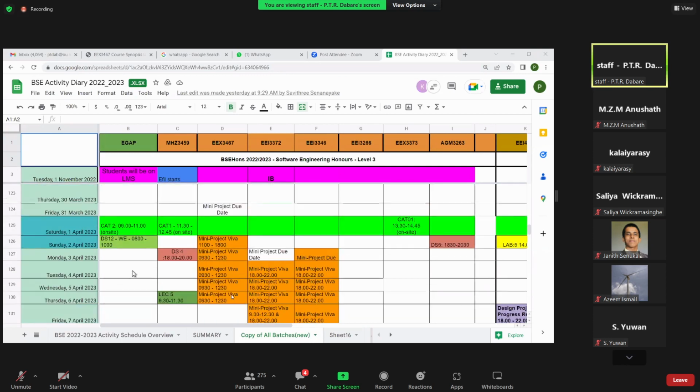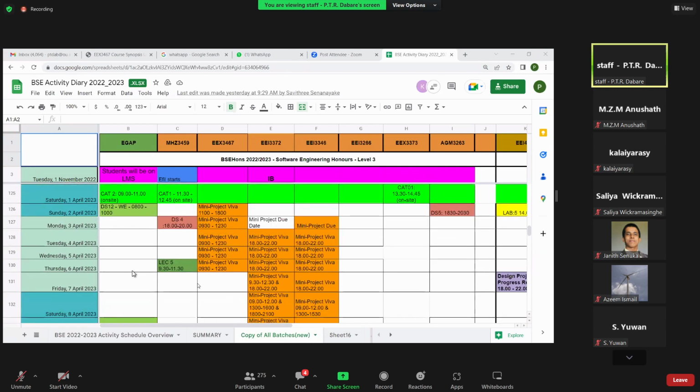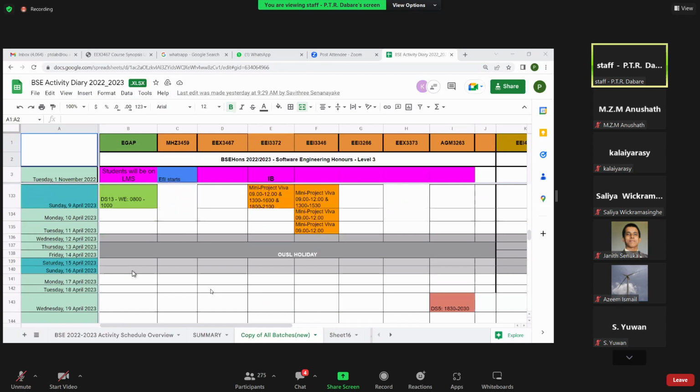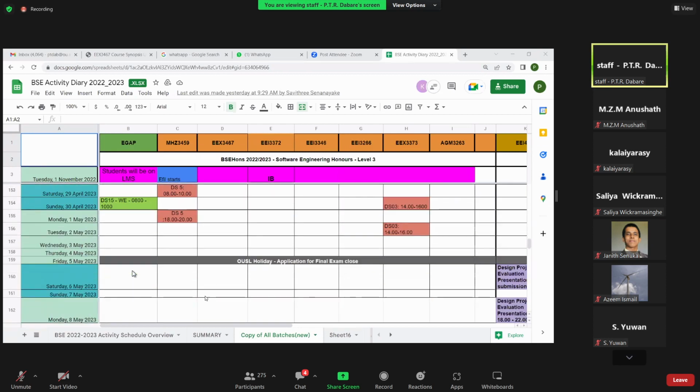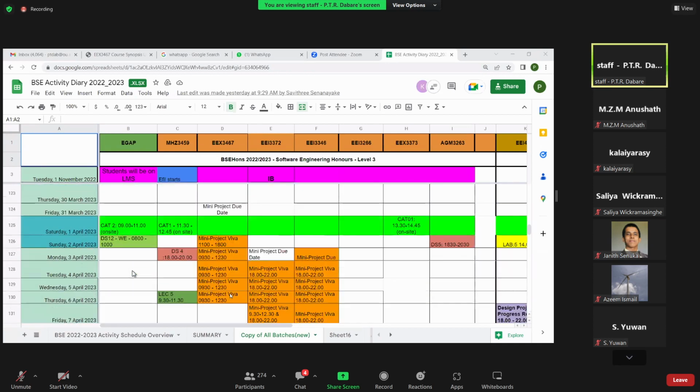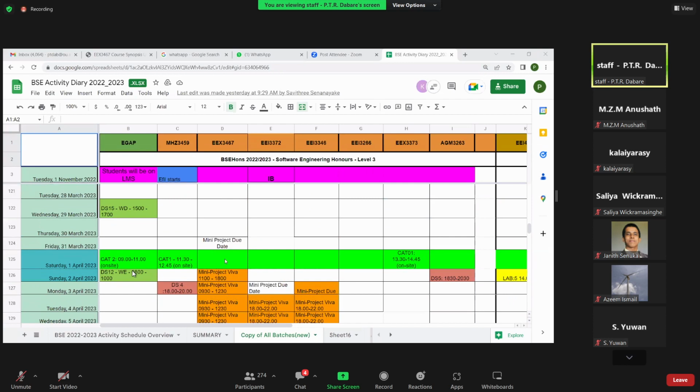Right? You can't submit the mini project later, because the mini project Viva will be completed by 7th April and you will have your eligibility and all the other things. Then you have to get ready for your final exam. Therefore, you have to submit the mini project on this day.